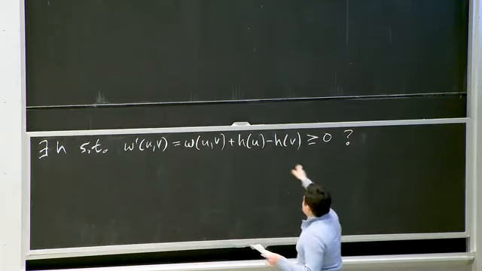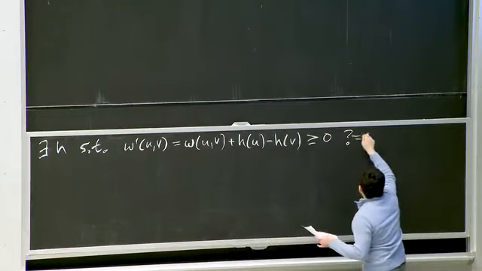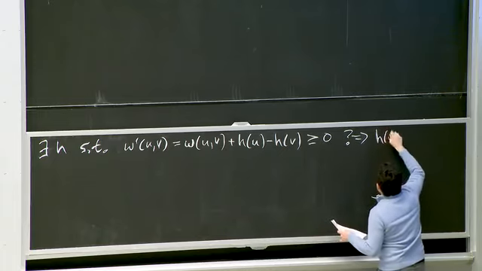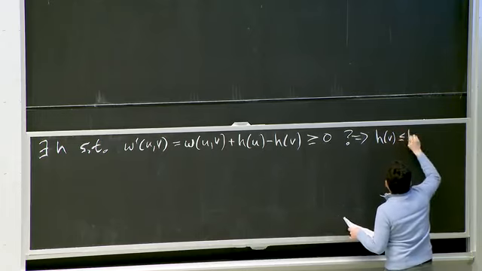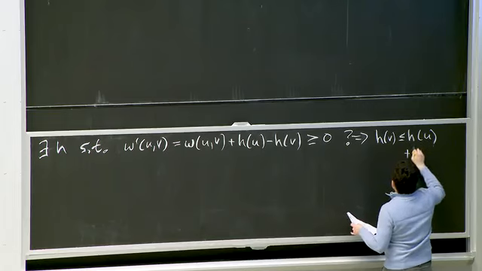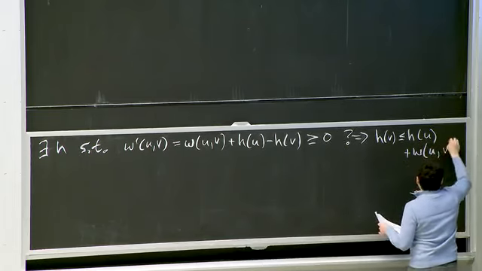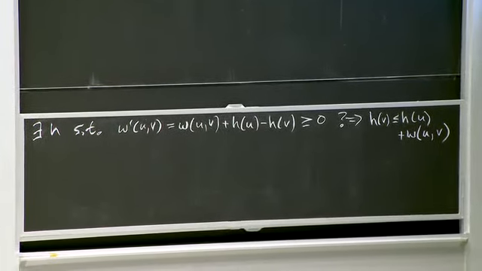Well, if I rearrange this equation a little bit, I get something that looks like this: h of v needs to be less than or equal to h of u plus the weight of some edge from u to v. Huh. What does that look like?